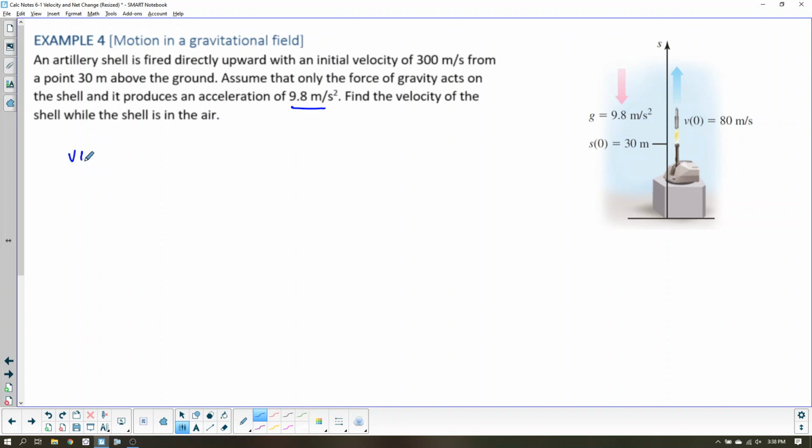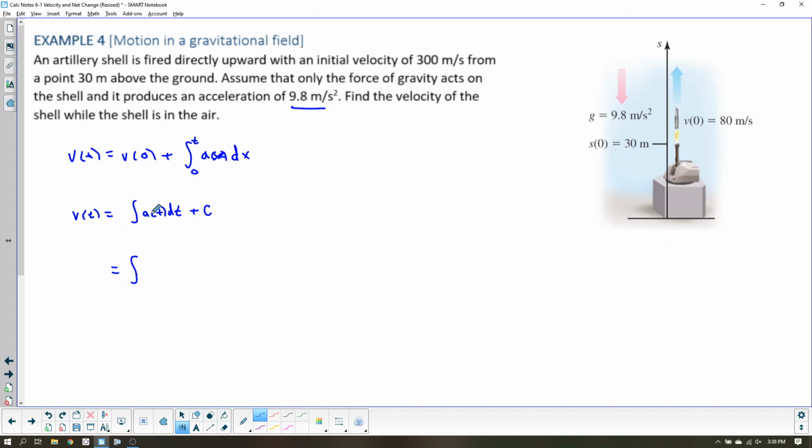So one way to do this, we could say v of t is equal to v of 0 plus the integral from 0 to t of a of x dx. That's the formula we had just a second ago. But we can also do the formula that I had before, where we said velocity is the antiderivative of acceleration plus some constant. So either one of these is going to work just fine. So let's use the second one.